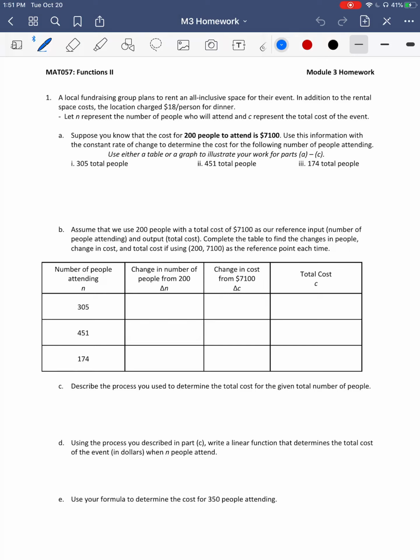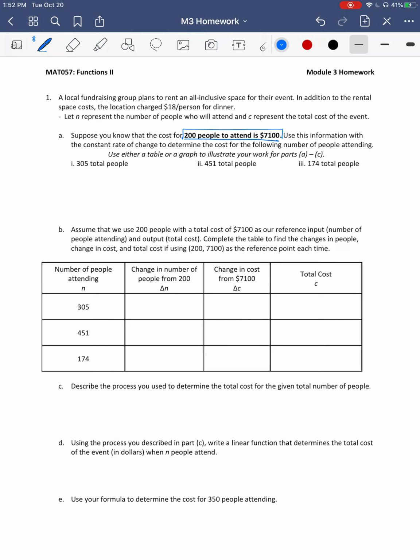Let's let N represent the number of people who will attend and C represent the total cost of the event. All right, so we know that rate. And then in part A, it says you know that the cost for 200 people to attend is $7,100. So this is kind of like my reference point. All right, so that's going to be important. It says, use this information with the constant rate of change to determine the cost for the following number of people attending. So either use a table or graph to illustrate.